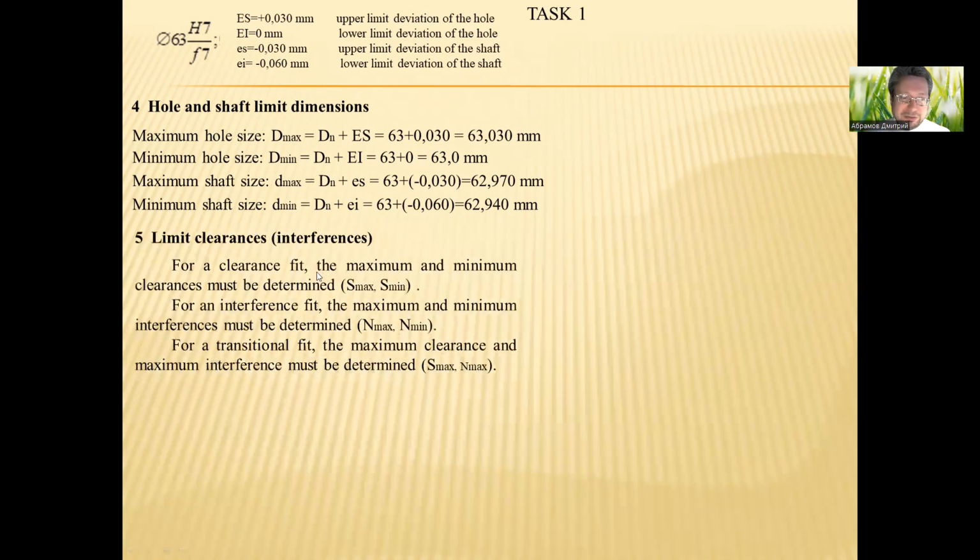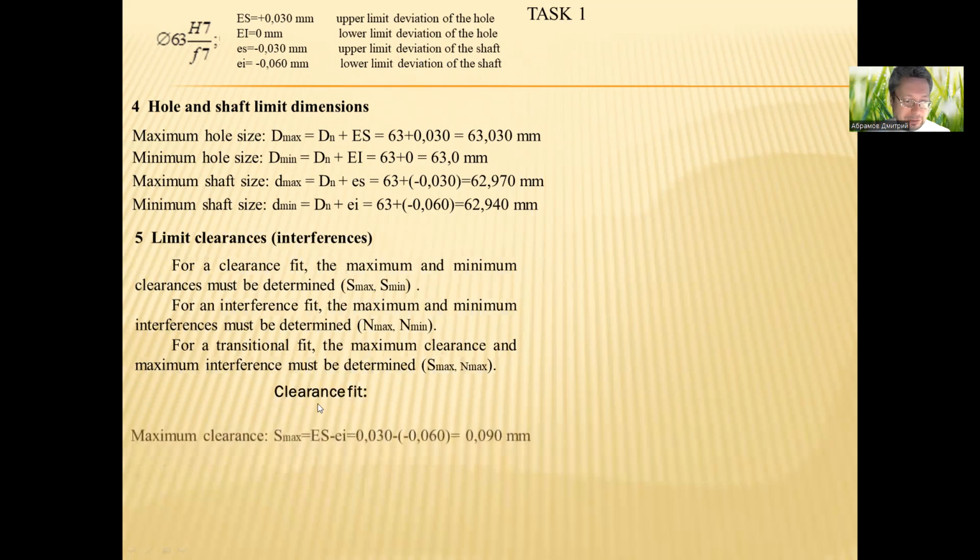Limit clearances or interferences. For a clearance fit, the maximum and minimum clearances must be determined. For an interference fit, the maximum and minimum interferences must be determined. For a transitional fit, the maximum clearance and maximum interference must be determined. We have a clearance fit, so we must determine minimum clearance and maximum clearance.